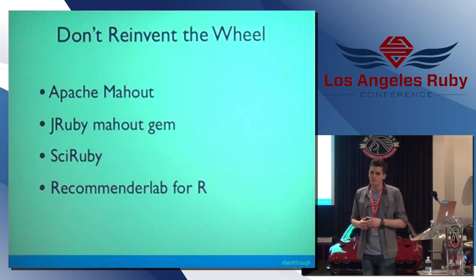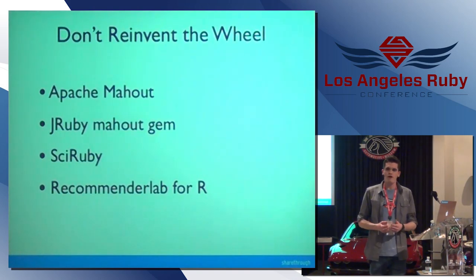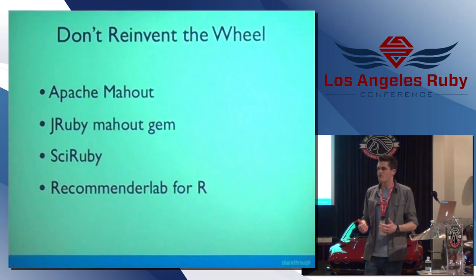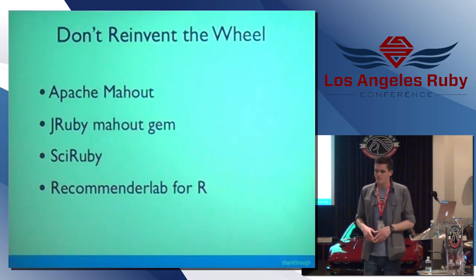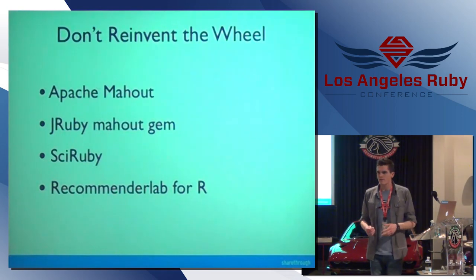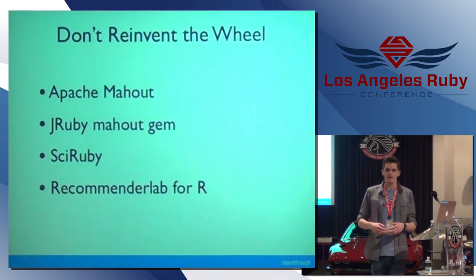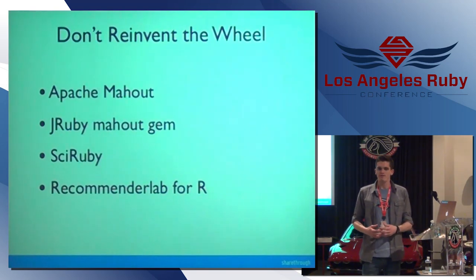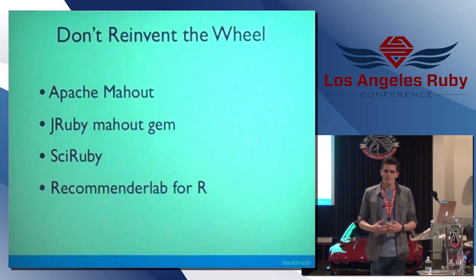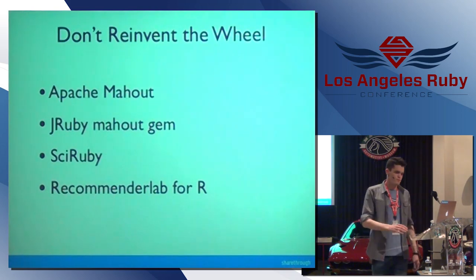And then finally, I would also check out the Recommenderlab project for R. So this is not Ruby specific, obviously. R is a different language. But if you're trying to benchmark different algorithms and you just want to see what are the best possible recommendations you could get for the data you have, it's probably the best way to do that quickly and iteratively, because that's what it was built for.